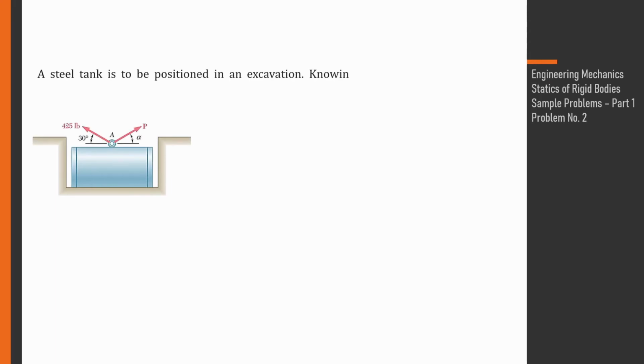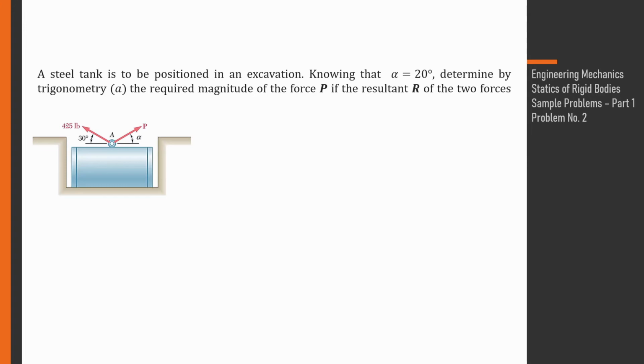So next problem. A steel tank is to be positioned in an excavation. Knowing that angle alpha is 20 degrees, determine by trigonometry, first, the required magnitude of the force P if the resultant R of the two forces applied at A is to be vertical, and then the corresponding magnitude of the resultant R. On the first problem, we needed angle alpha to get a horizontal resultant. Now we get the force P. We need force P so that the resultant of the forces applied is vertical.